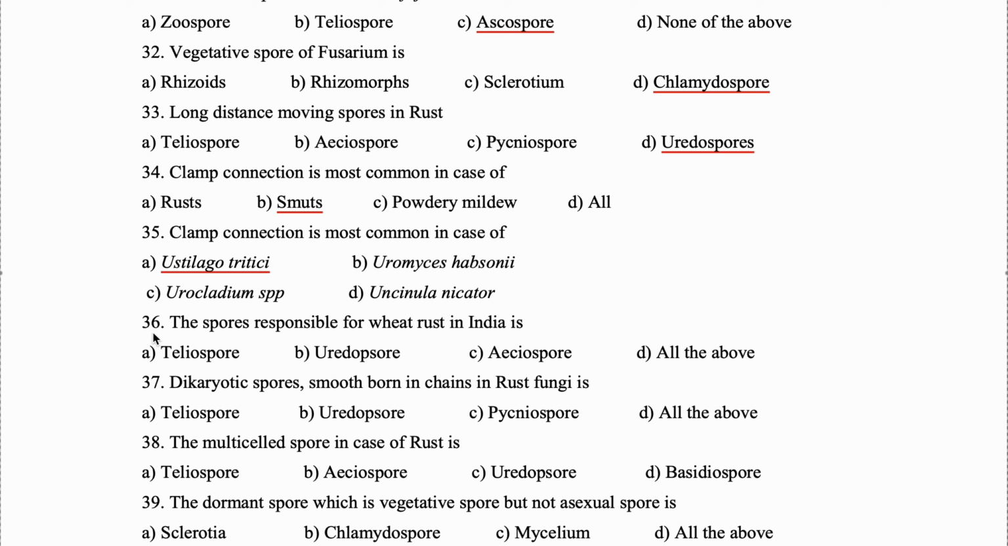Got it? 36. The spore responsible for wheat rust in India, that is Urediospore. Why have they framed the question like in India? Because wheat rust like the stem rust or black rust of wheat requires an alternate host. They are heteroecious in nature, and the alternate host is Barberry, which is not grown in India.